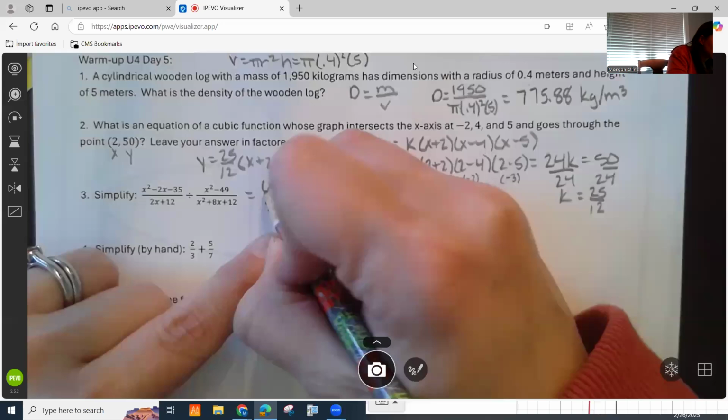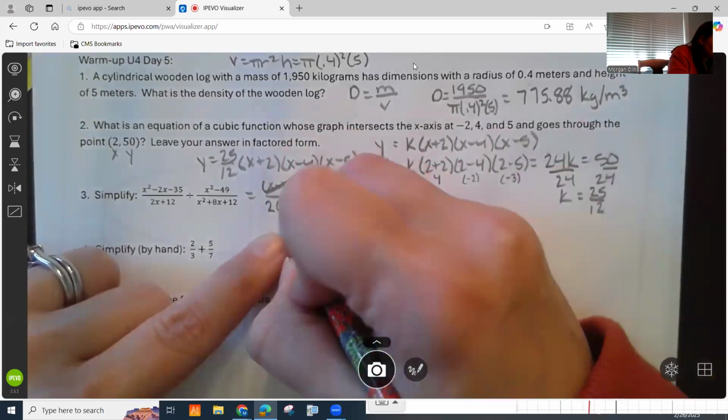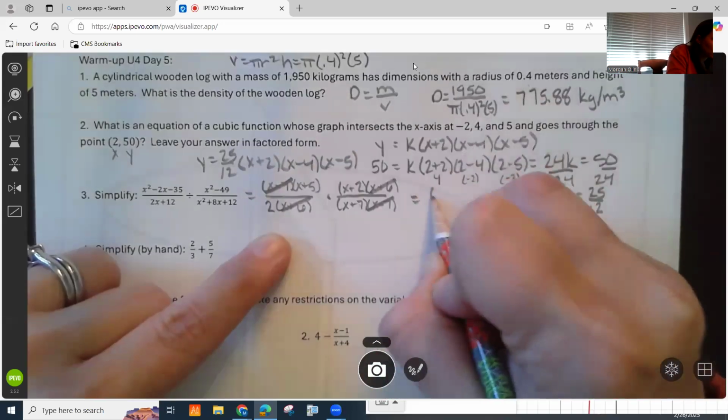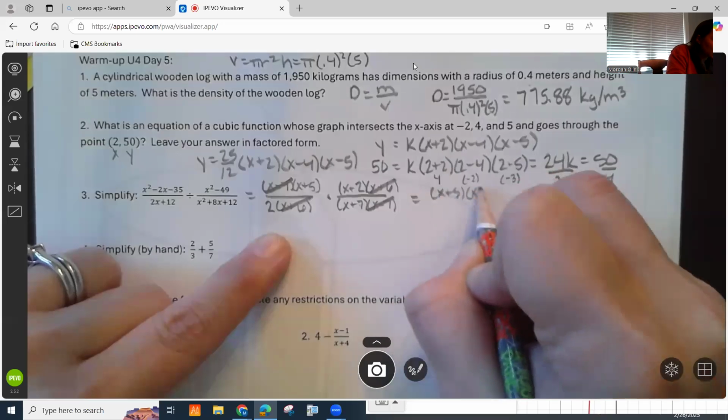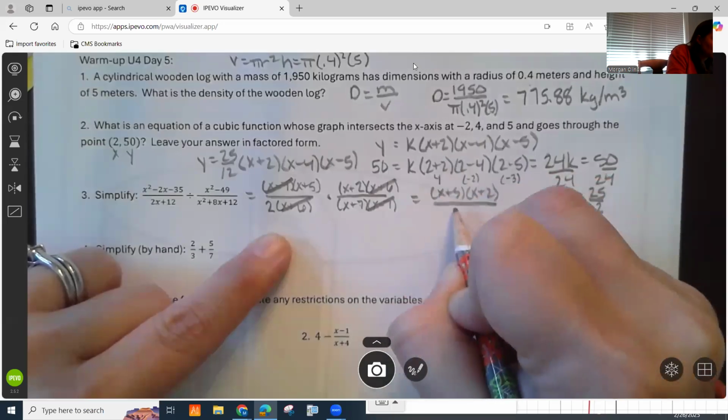Well, here's an x minus 7, cancels with that. x plus 6 cancels with that. And what I'm left with is x plus 5 and then x plus 2 over 2.